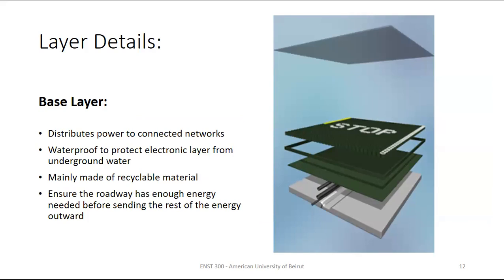The base plate layer: after the electronic layer collects the solar energy and transforms it to electric energy, the base plate layer distributes this collected power and data signals to all the networks connected to the solar roadway. This layer also has to be waterproof to protect the electronics from the underground water, and it is mainly made of recyclable material, and the main responsibility is to ensure the system has enough energy to operate itself before sending the rest of the power outward to the power grid.